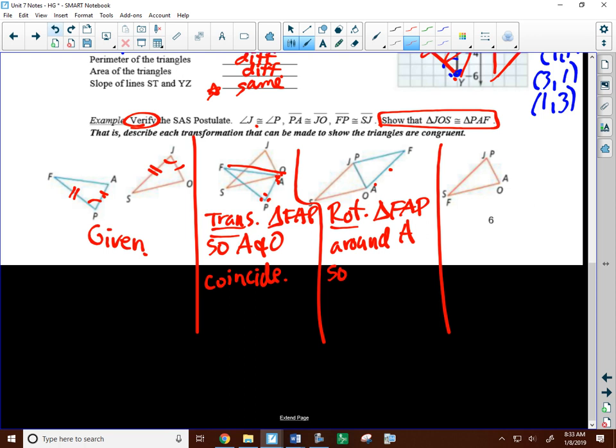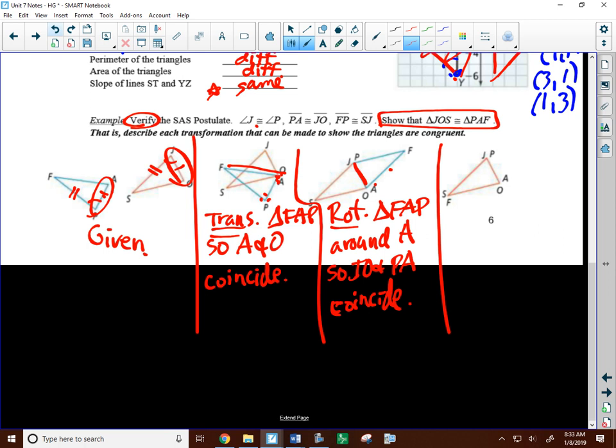I'm going to put so JO and PA coincide. You could say overlap or match. Coincide is the word for overlap or match. And they will match because back here, weren't PA and JO congruent? That was given. So we know that these are a shared side, that they have the same length.